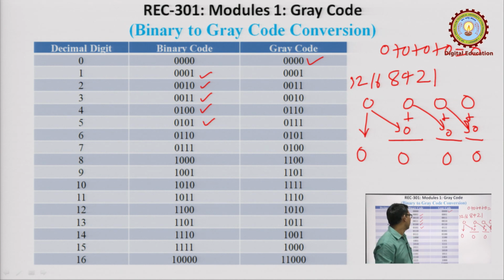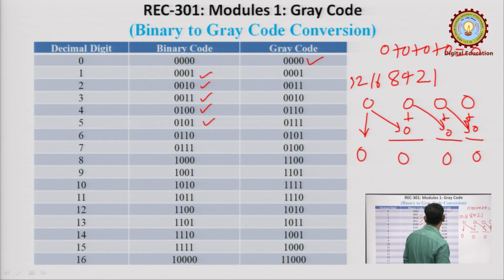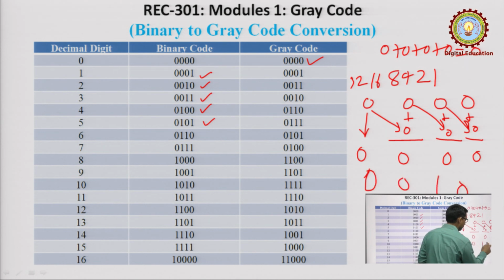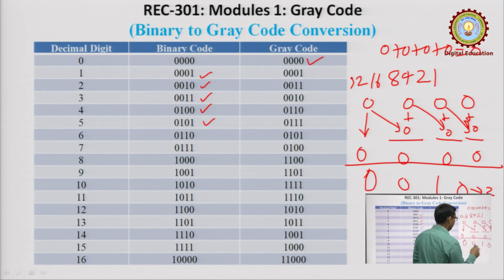Okay. Similarly, if we want to get the gray code of, like, 1 or 2, we can discuss this one. So, the binary code is 0 0 1 0. This is the binary code for 2. We want to get the gray code.